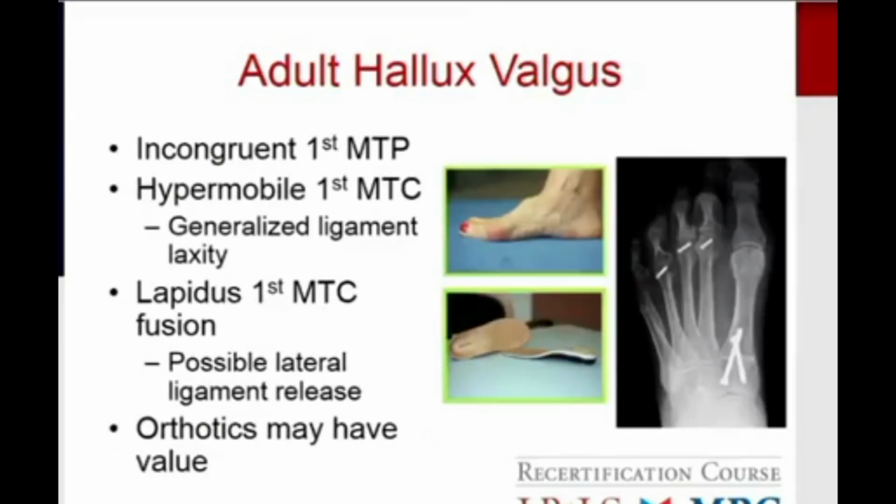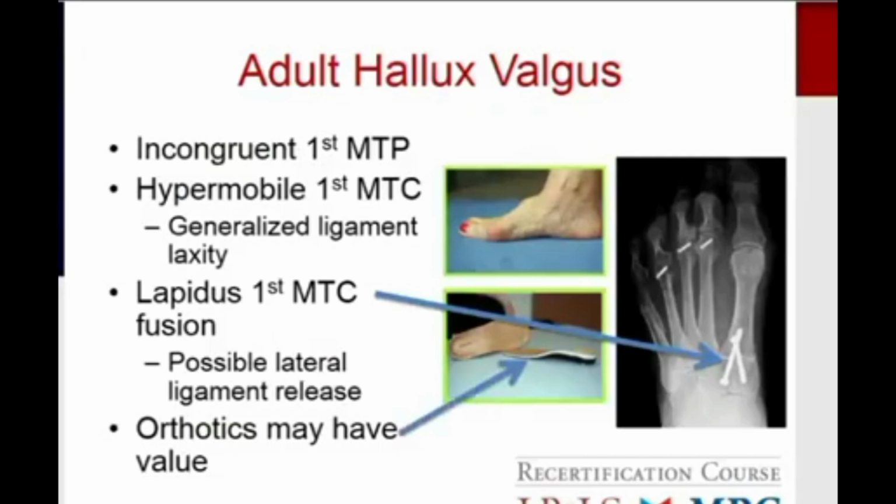And the third type of incongruent bunions are those that have a so-called hypermobile joint. These patients have generalized ligament laxity, like a thumb to forearm test, which is positive, or they can hyperextend their elbow. These patients are an entirely different pathology from what we just talked about. These patients instead require a fusion of their first metatarsal cuneiform joint or a Lapidus procedure to perform stability across that interface.